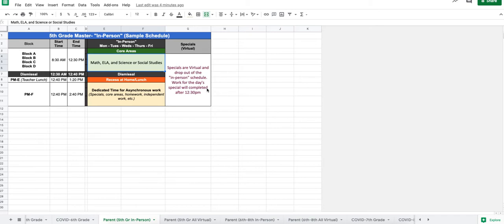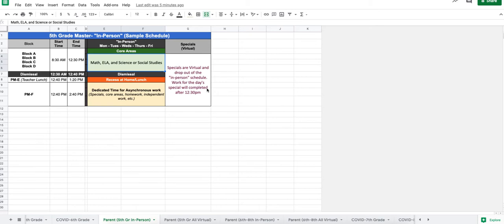Depending on what special the student has, the teacher of that special will release a video or an assignment or a project-based learning activity for that particular section and grade level. Those will happen about twice a week, because a student, for example, would have maybe art Monday and then art again on Wednesday, and then gym on Tuesday and gym again on Thursday. So those will come about twice a week.